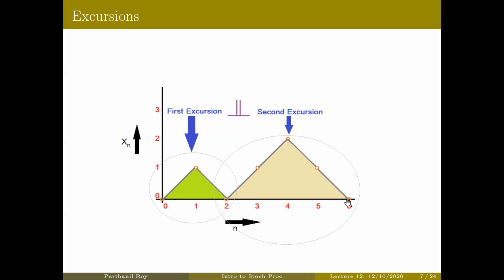So the end of each excursion is essentially each of the return times, the first return time, the second return time, and so on. And these are random quantities which are going to be extremely important. So let's start from there. That's our first quantity to define.